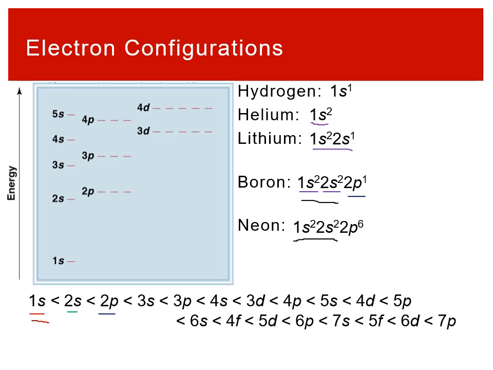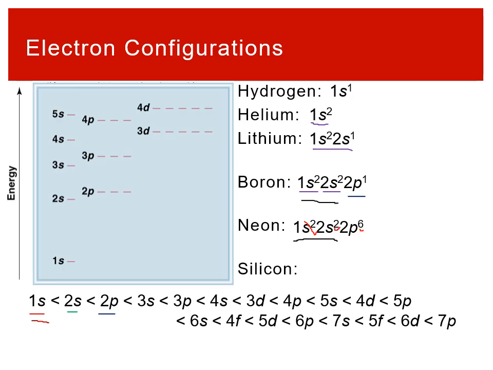Because it's a p-type subshell, it's no longer s-type, your max capacity is now 6. So the max capacity is now 6, neon with 10 total electrons, 2 plus 2 plus 6 is 10. So we have fully accommodated all 10 electrons.